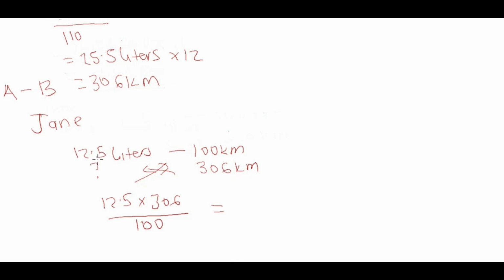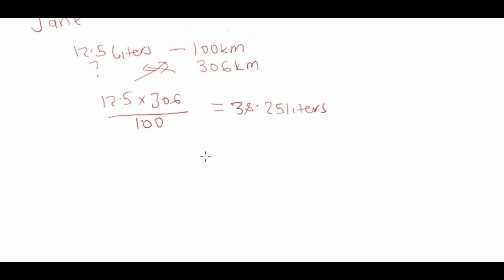Remember, the vehicle consumes 12.5 liters per 100 kilometers. How many liters will it consume when it covers 306? So you cross multiply 12.5 times 306 divided by 100. You will get 38.25 liters of fuel. This is the amount of liters that Jane's vehicle will consume from town A to town B.